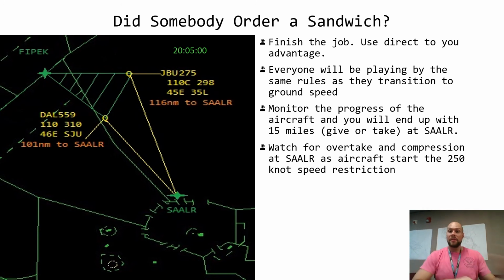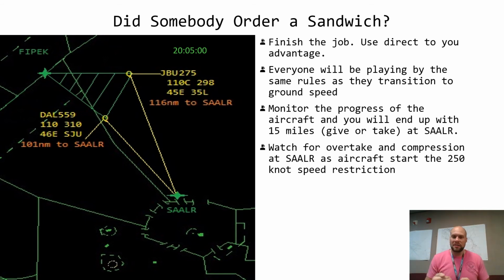Good job with that. Time to finish the job using direct to your advantage, right? Look at it right here. We plotted out again. We have our little triangle there showing that each progression along the way, we have realized that 24 miles of separation. And look what we have here with everybody playing by the same rules, right? The field being level and all things equal. Delta 559's current position from sailor is 101 miles. If JetBlue 275 were to make that right turn back direct sailor, they will be 116 nautical miles north of sailor. Converging yet, but falling right behind, right?